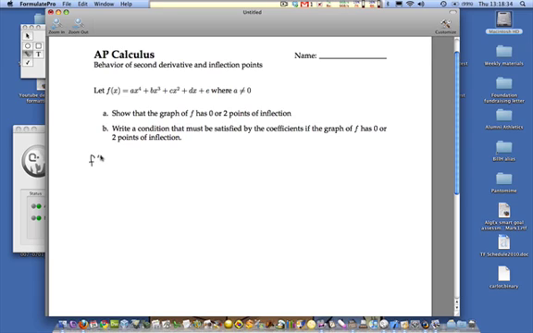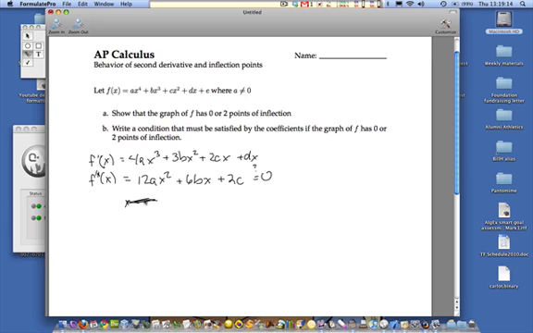So f prime is equal to 4ax cubed plus 3bx squared plus 2cx plus dx, and f double prime is equal to 12ax squared plus 6bx plus 2c. Okay, now that has to equal 0 for us to have an inflection point. So right away, looking at the quadratic formula, you can figure this out by looking at x equals, has to equal.